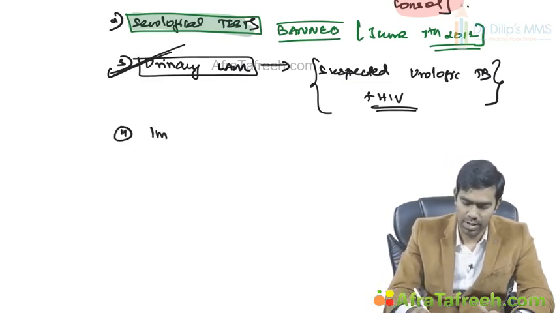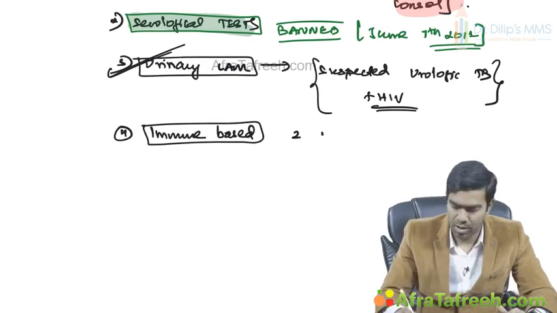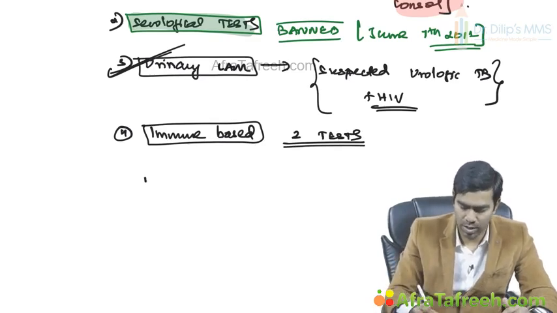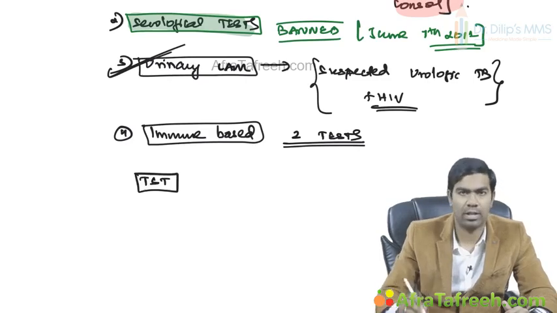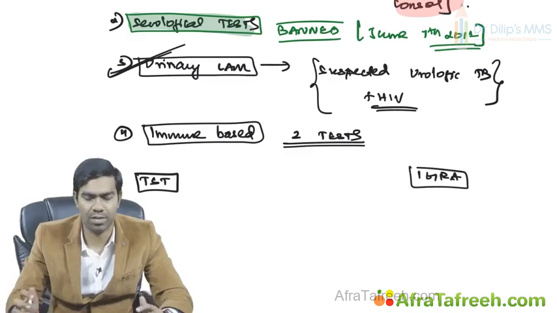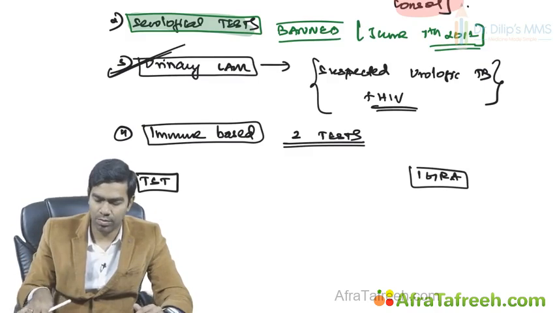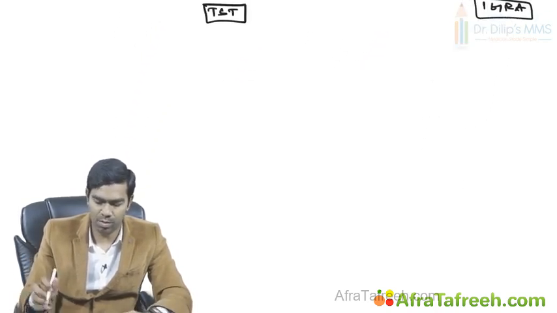Number 4, we have a lot of immune-based tests. These are not serological tests, but there are immune-based tests. We know there are 2 tests available for this. One is the tuberculin sensitivity test, and the second one is the interferon gamma release assay. Both the mechanisms are almost similar, but what we test is different. One is a skin-based test, another is a blood-based test. That's all. So first, let us see the differences in the form of mechanism.